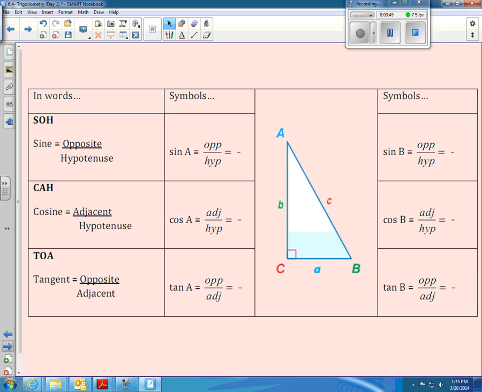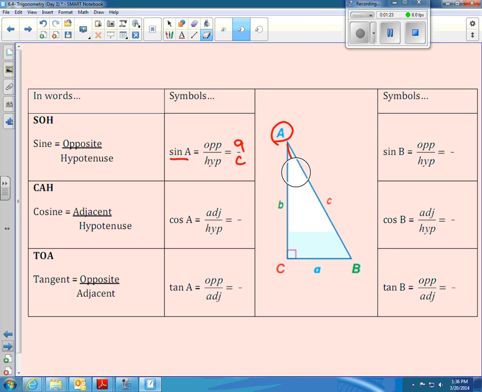So we have some symbols, we have some words we're going to talk about. Sine is our opposite over our hypotenuse. And when we talk about this, we're referring to sine of A. So that A represents this angle. So sine is our opposite, which is little a, over our hypotenuse, which is our little c. Hypotenuse is always across from the right angle.